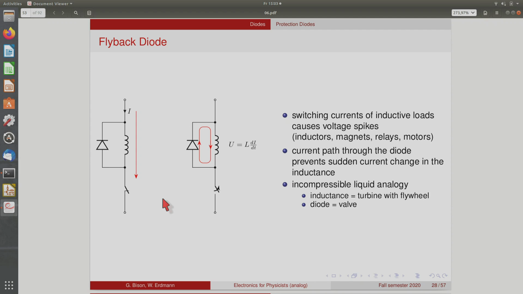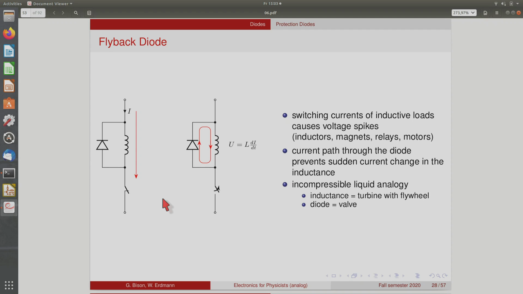You can think of an inductance as a turbine with a massive wheel. So this turbine is in the flow of your water, and as long as the water flows steadily, then the turbine just rotates with a constant velocity. Then if all of a sudden the water stops flowing, your turbine will still turn and try to push the water out. So this water has to go somewhere.